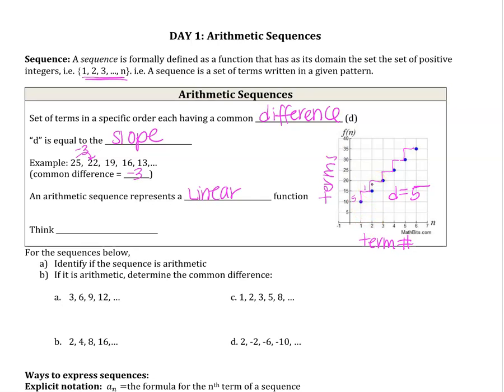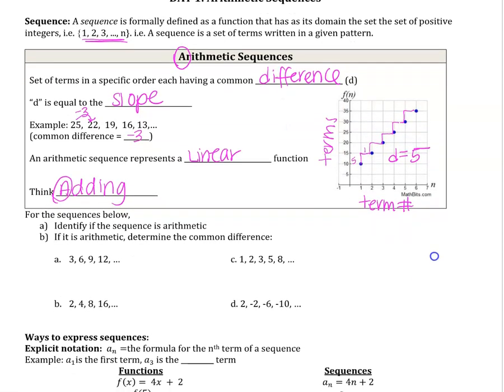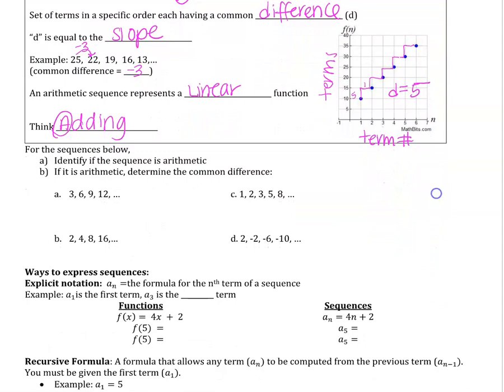Whenever you guys hear the term arithmetic sequence, I want you to think adding. And I remember that because arithmetic is adding. The A is associated. All right, so for the sequences below, identify if each sequence is arithmetic. If it is, determine the common difference, and if it's not, then just say it's not. So here's a moment where I'm just going to give you a little bit of time to think about it, and then we'll go over the answers.